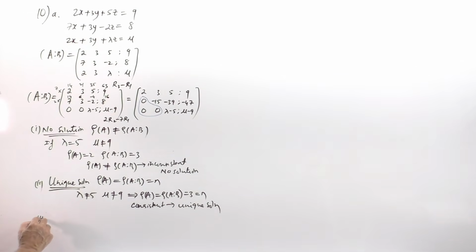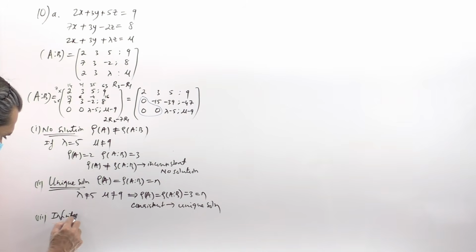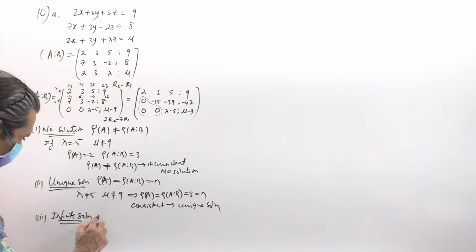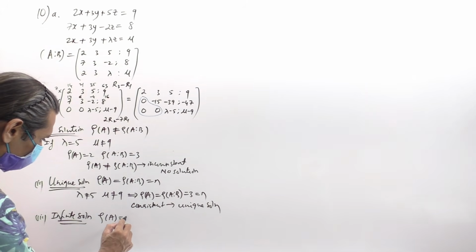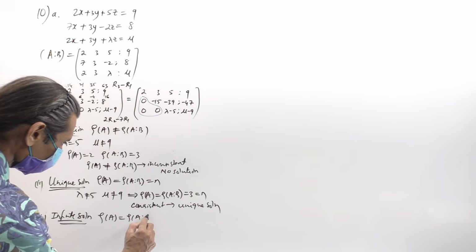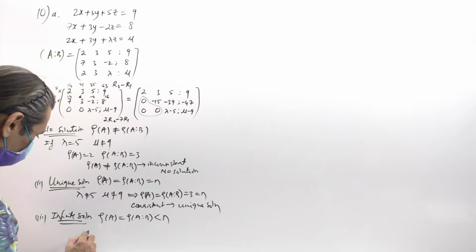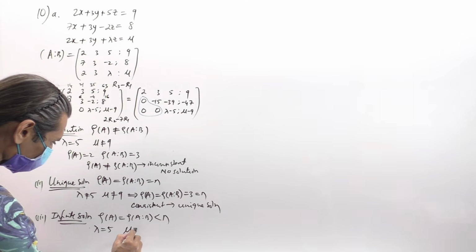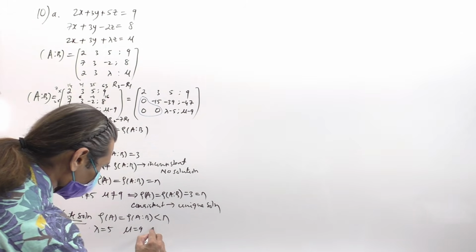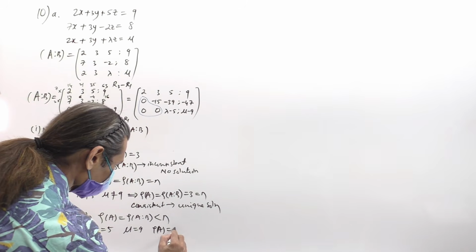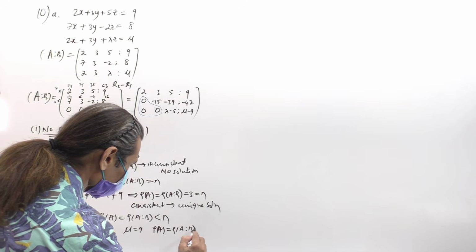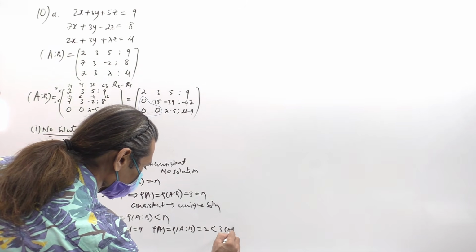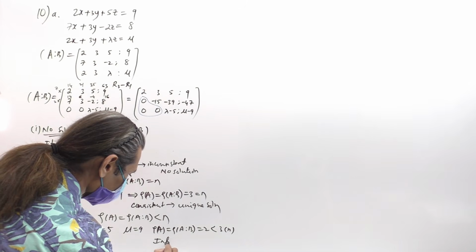And the last case is infinite solutions. Infinite solution is possible when rank of A equals rank of A augment B and that is lesser than n. That is only possible when lambda is equal to 5 and mu is equal to 9. If both are equal, then rank of A equals rank of A augment B, that equals 2, lesser than 3, n. So infinite solutions.